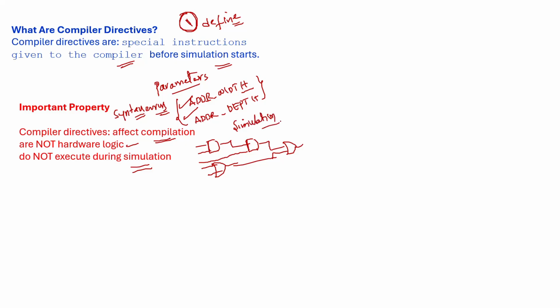Simulation means it will check the functionality. Whatever functionality we are writing will be checked in simulation time. Compilation means syntax errors. If you have written any syntax errors, it will take care of that. So first compilation is done, and after that it moves to the simulation.